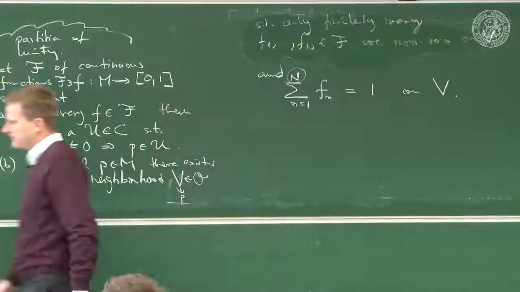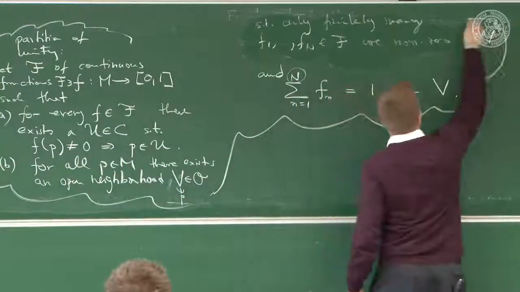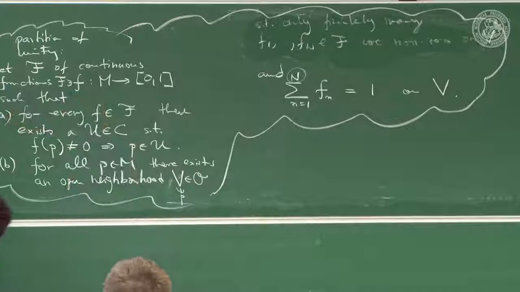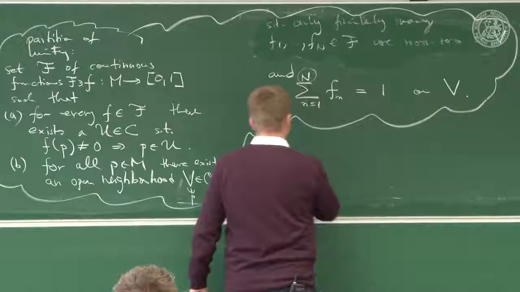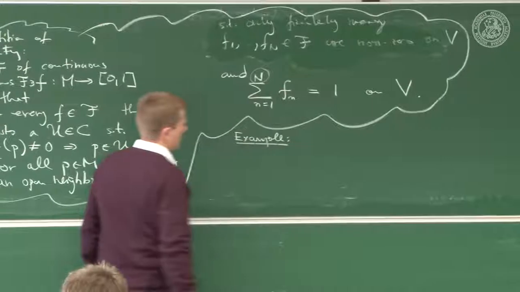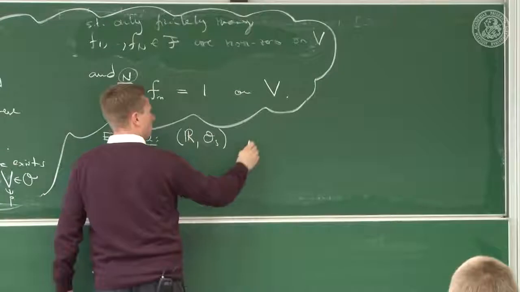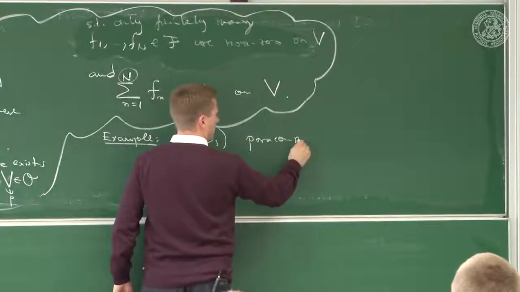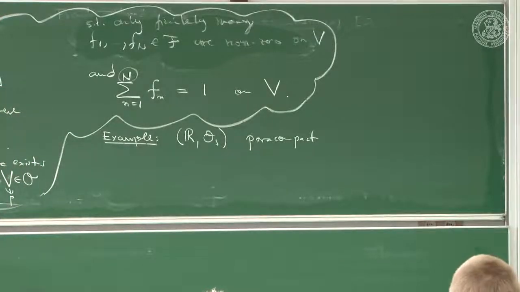Okay, so this is a partition of unity subordinate to some cover. Example. Look again at the real line equipped with the standard topology. We already know this is paracompact. Well, since this is paracompact, every open cover should admit a partition of unity.